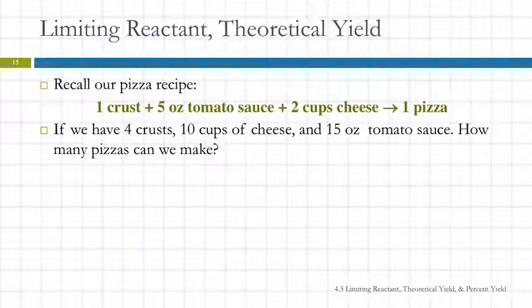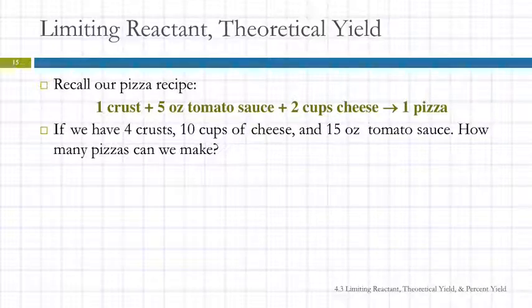Okay, this happens in chemical reactions as well. We don't always have just the right amount. In cooking, it's extremely rare to have exactly the right amount of everything, right? Usually, there's one thing that's going to limit how much you can make. You're going to run out of that, and then it stops.